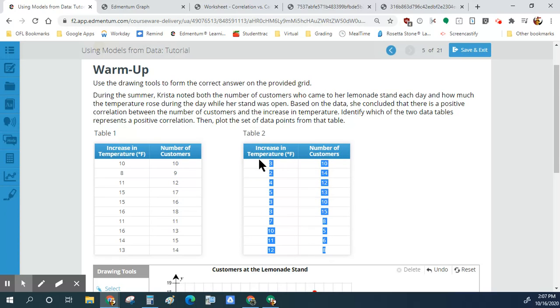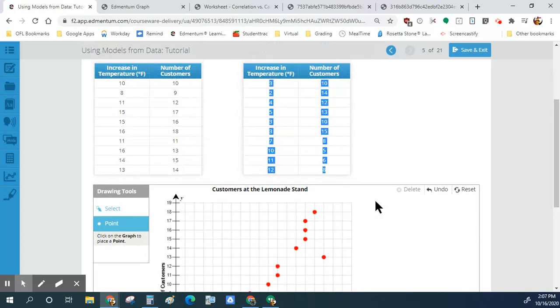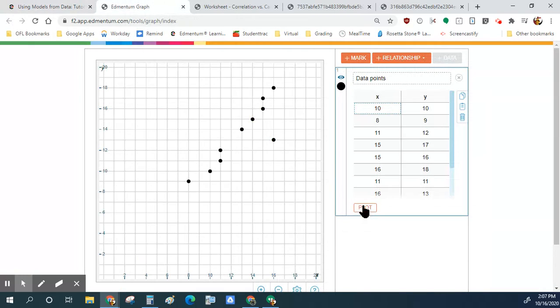I haven't even gotten to the questions yet because of how tedious this work is. So positive correlation. Based on the data, she concluded that it's a positive correlation between an increase. Identify which of the two tables represents the positive correlation and which one represents the negative correlation, then plot it. So this one already looks like it's a positive correlation. Let's take a look at this next graph.